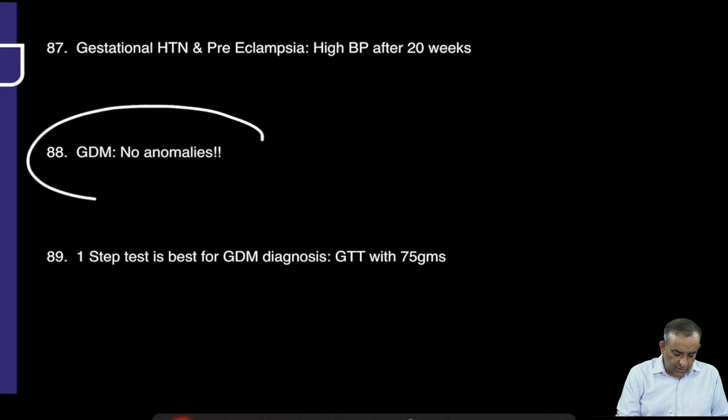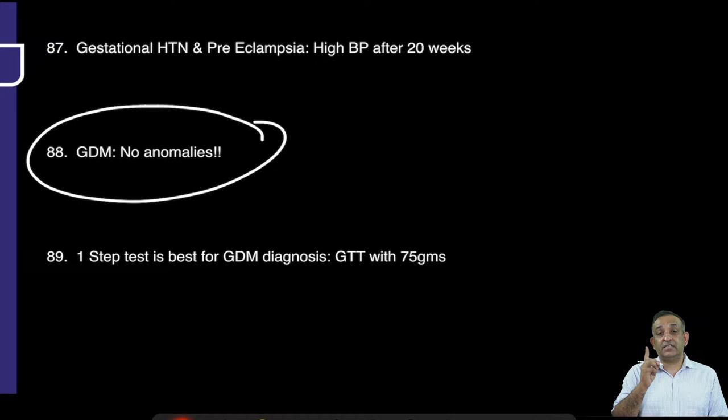GDM is diagnosed by one-step test now. The glucose challenge test and the glucose tolerance test with 100 grams, all of that is outdated stuff. So we do one-step test, that is GTT with 75 grams. This is recommended by the American Diabetes Association and accepted by most of our hospitals. That's why it's been coming in the AIIMS exam for the last 6 to 7 years.